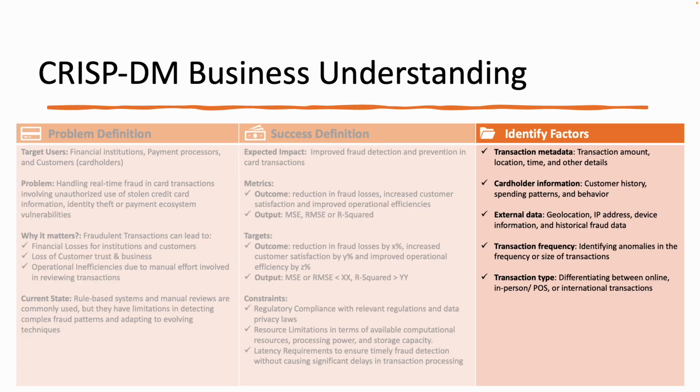And lastly, let's look into the factors. This list is not sacrosanct, but yes, it's one of the representative list. So we are looking into transaction metadata like amount, location, time, cardholder information like their history, spend patterns, external data like device data, IP address, geolocation, etc. Transaction frequency, what is the size of transaction, for example. Transaction type, we want to make sure we understand whether the transaction was made online, whether it was on a point of sales terminal, or it was done internationally.